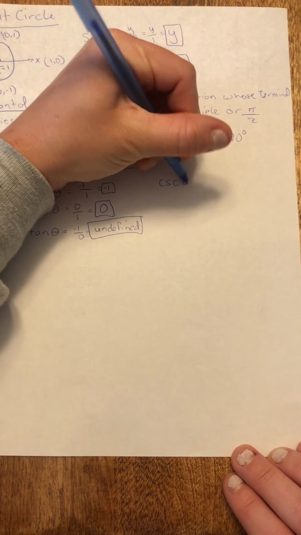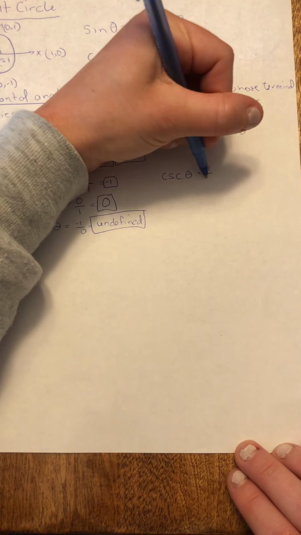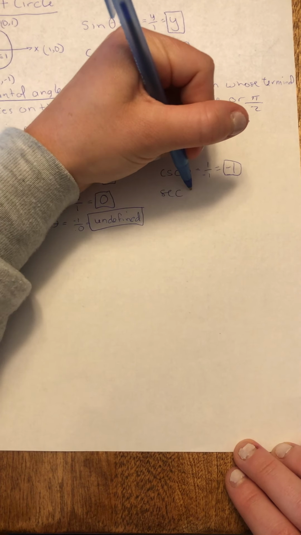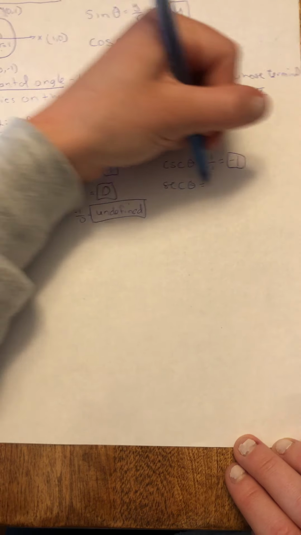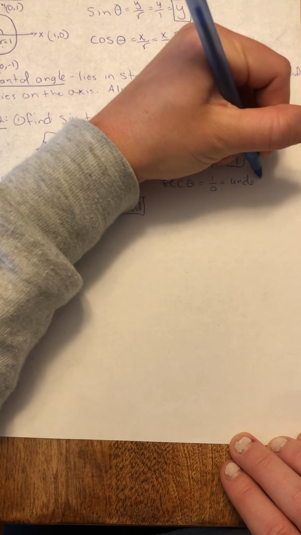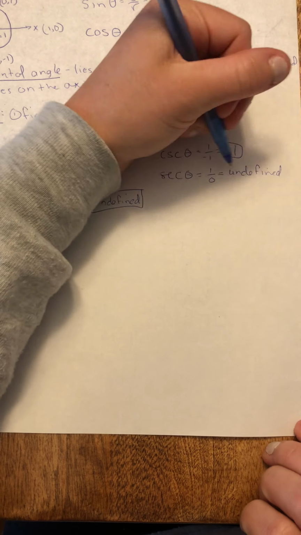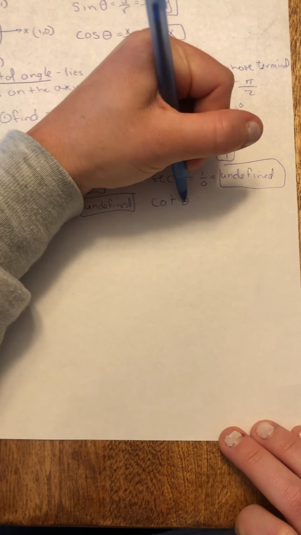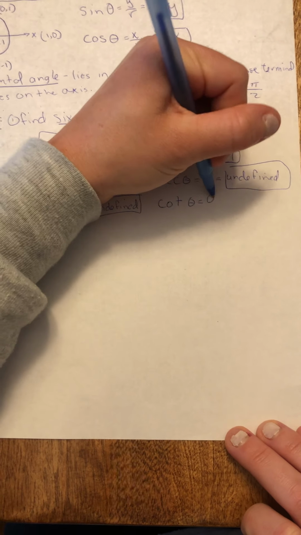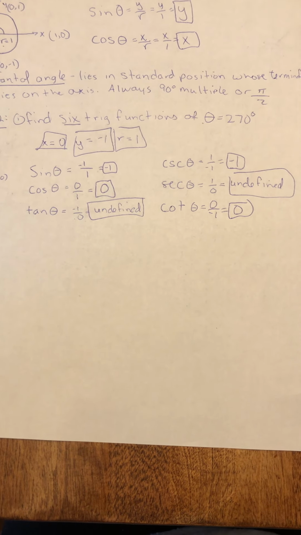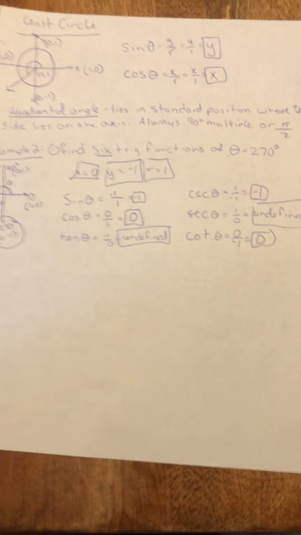Cosecant is just the opposite, so 1 over negative 1, which is negative 1. Secant winds up being 1 over 0, so it's undefined again. And cotangent is going to be 0 over negative 1, or 0. So that is your example 2.